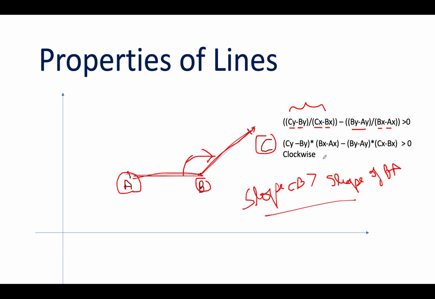Something on those lines. And when we compute it in the form of a mathematical equation, something like this is formed: Cy minus By divided by Cx minus Bx minus By minus Ay divided by Bx minus Ax. And since it involves division, you can normalize the statement, and after normalizing this we get Cy minus By into Bx minus Ax minus By minus Ay into Cx minus Bx. And if this product happens to be greater than 0, that means the line CB is in clockwise direction with respect to BA. Just remember this point. I'll tell you why it is important.